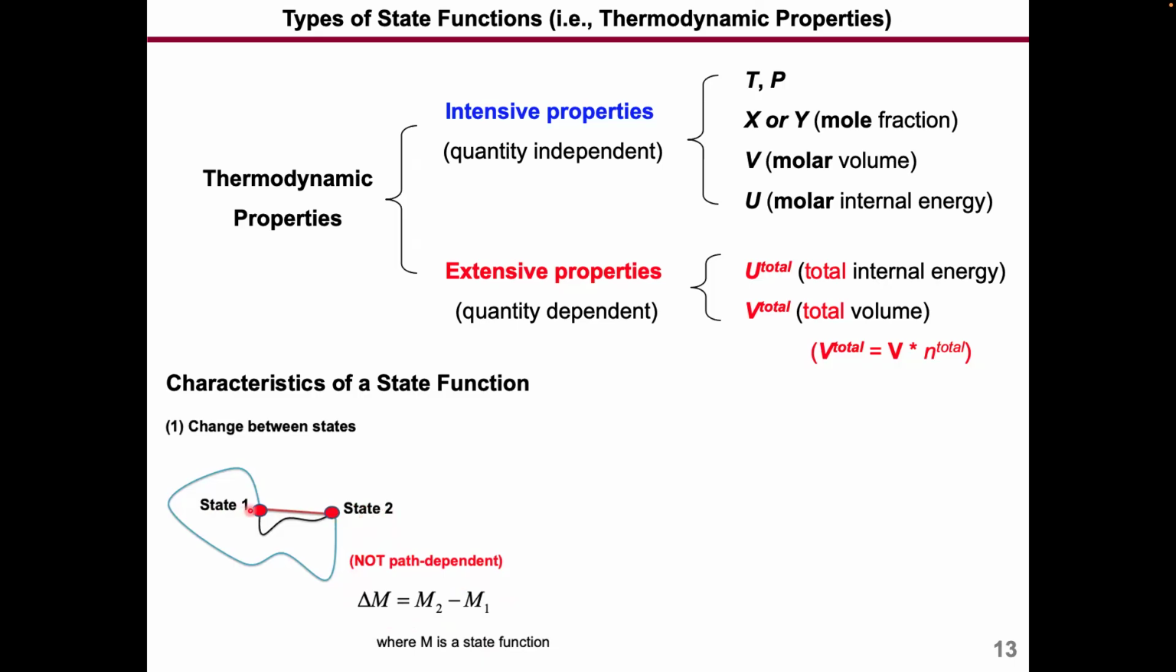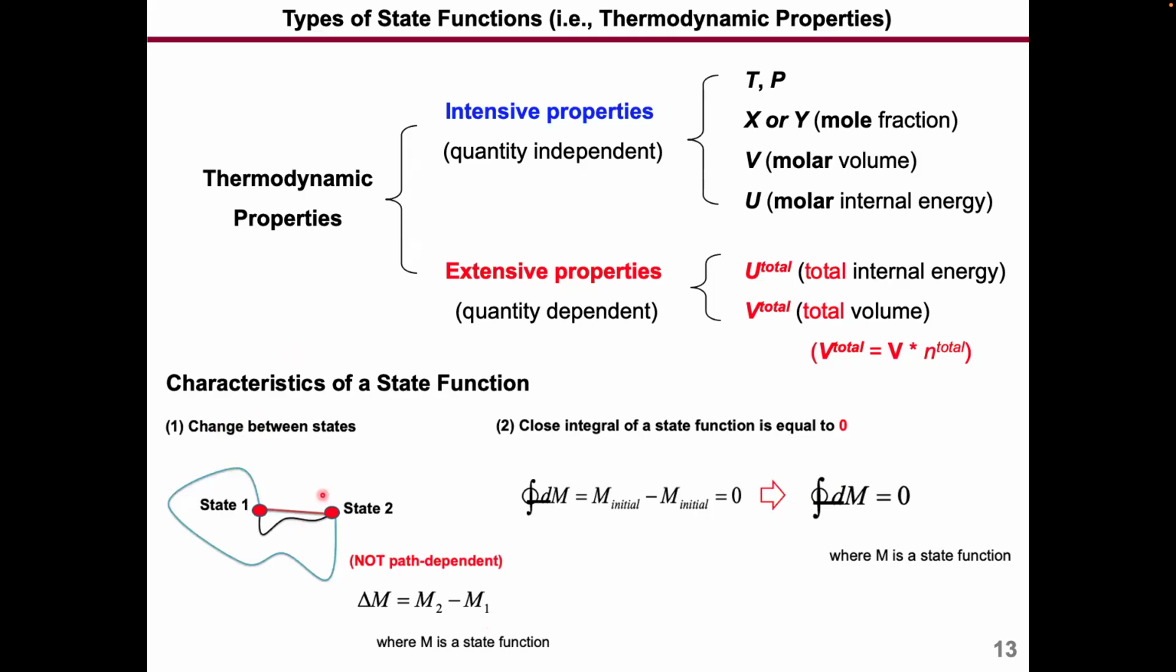This is similar to the elevator and stairs example in the previous slide, right? No matter whether we take the elevator or the stairs, the change in the floor levels is always going to be 3 minus 0, which is 3. So that is one characteristic: for the change between states, you can use this equation, final minus initial, to calculate the change in state functions, okay?